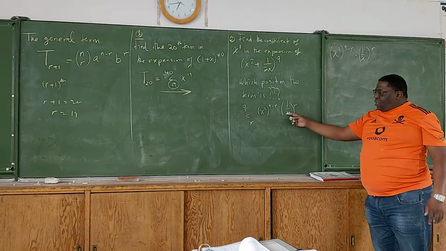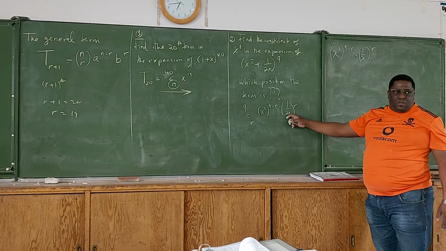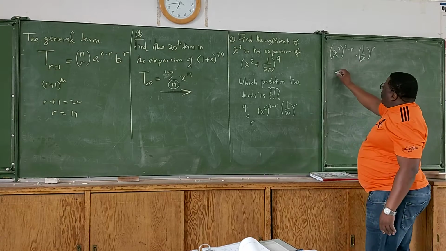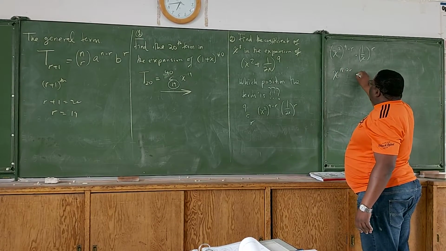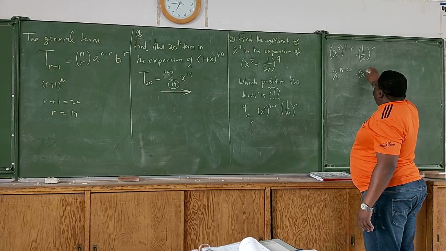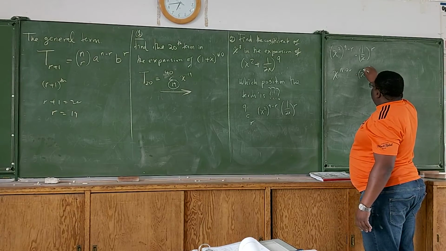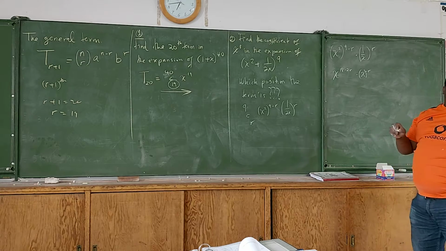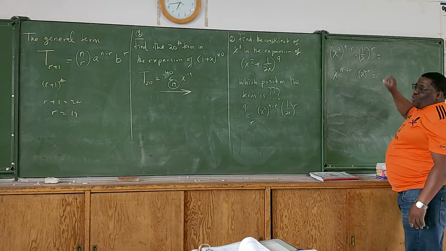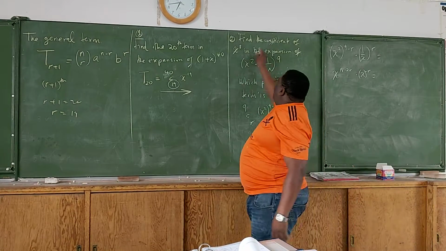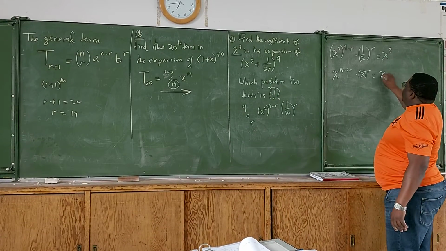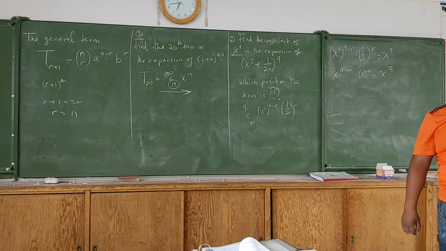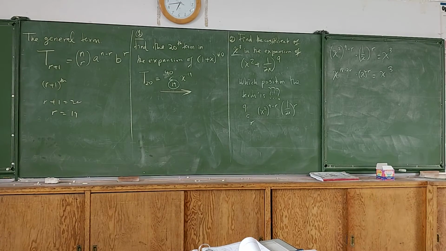But the x is still a denominator, so you cannot just drop it. Let me just do this. This is going to be x raised to 18 minus 2r times x raised to the negative r. Does that make sense? But what we know is that we are looking for that, so we'll have it equal to x cubed. Then we find our r now.